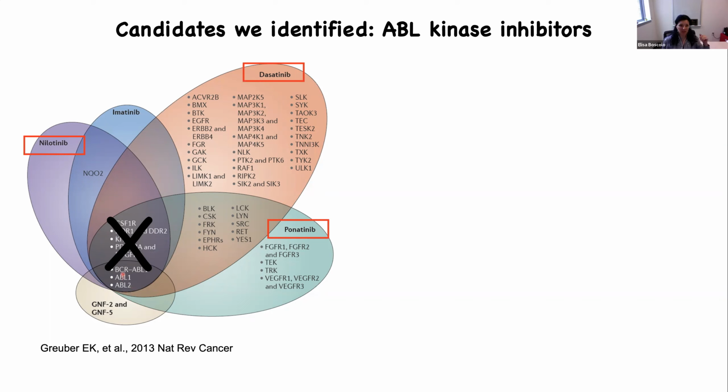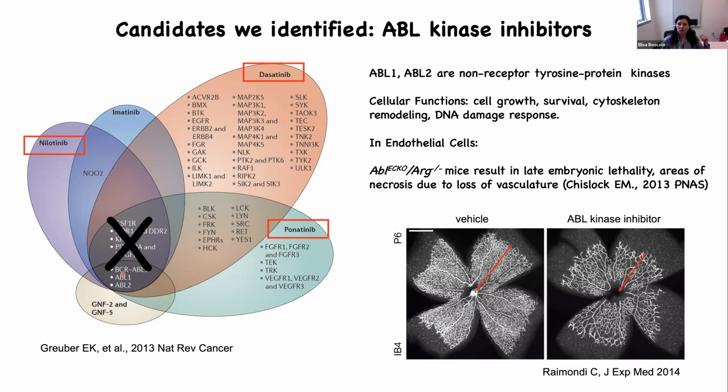BCR-ABL is definitely not the case in venous malformation; there is no translocation. So what do we know about ABL1 and ABL2? They are non-receptor tyrosine protein kinases. They are important for cell growth, survival, cytoskeletal remodeling, and DNA damage response. Their role in endothelial cell biology and vascular development, I would say, is understudied.